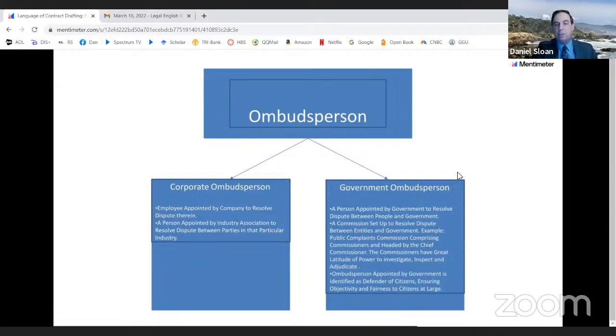A government ombudsman is a person appointed by government to resolve disputes between people and government. A commission is set up to resolve disputes between entities and government, for example, a public complaints commission comprising commissioners and headed by the chief commissioner. The commissioners have great latitude of power to investigate, inspect, and adjudicate. And an ombudsman appointed by government is identified as a defender of citizens, ensuring objectivity and fairness to citizens at large. So we do use this quite a bit to resolve conflict.